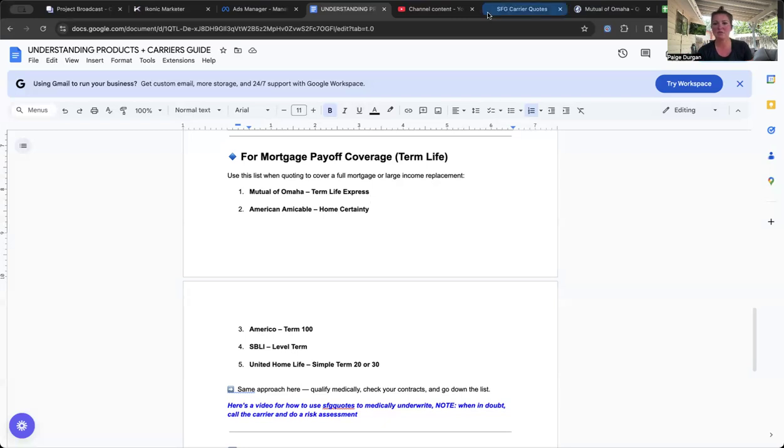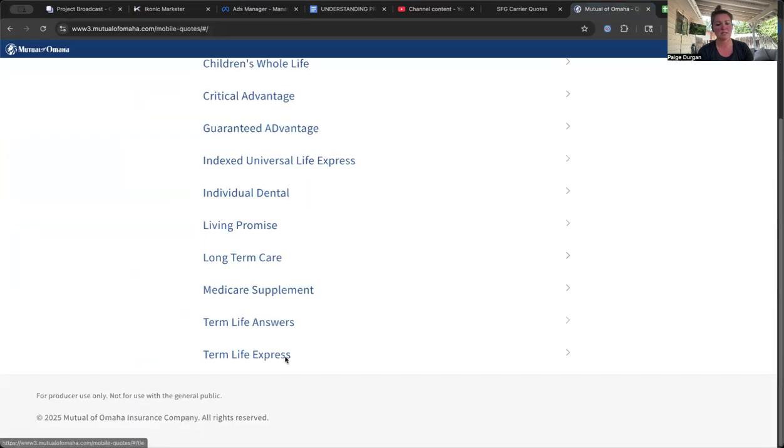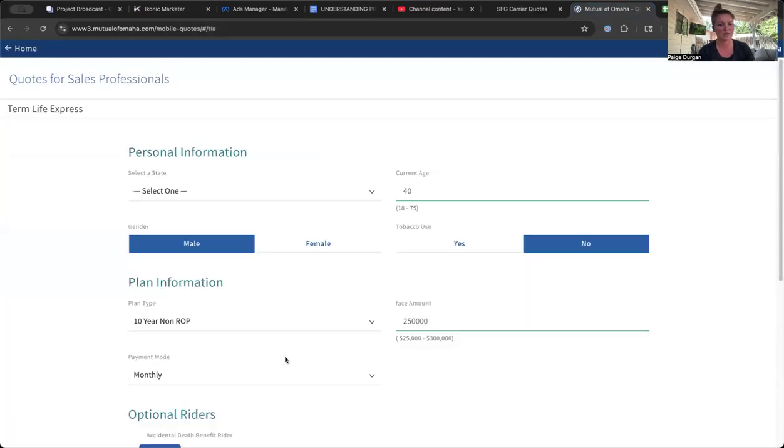Same thing, you go back to your SFG quotes. You're going to look at your spreadsheet. You're going to look at Mutual of Omaha, Term Life Express, and you're going to see if they're going to qualify. If they do, great. You're going to go back here to Mutual of Omaha. You're going to run your quote. You're going to say, let's go to Term Life Express. Make sure it's Express. We do not write Term Life Answers. And you're going to put in their state, you're going to put in their age, whatever.